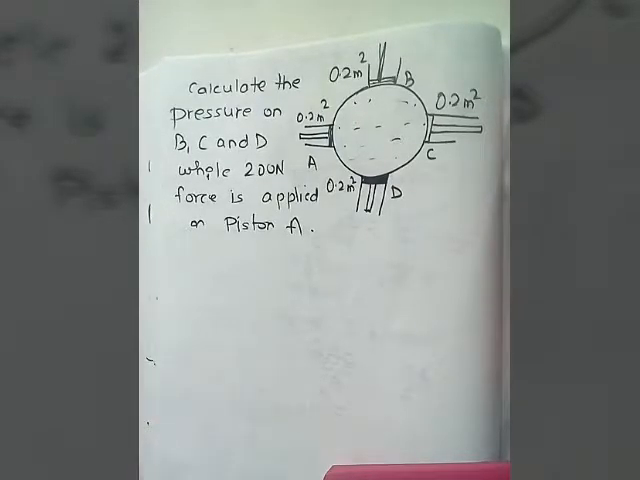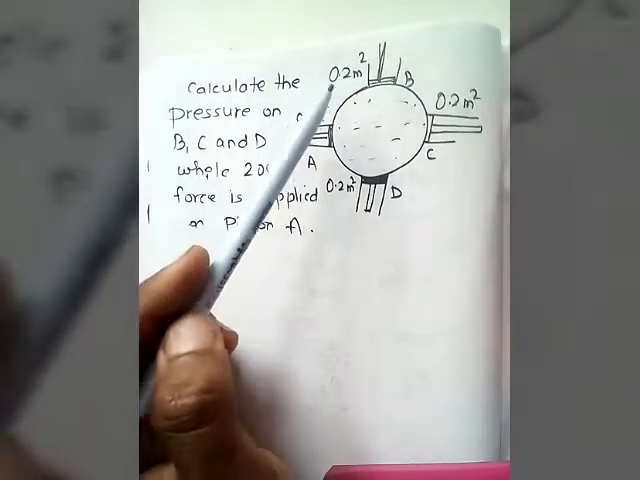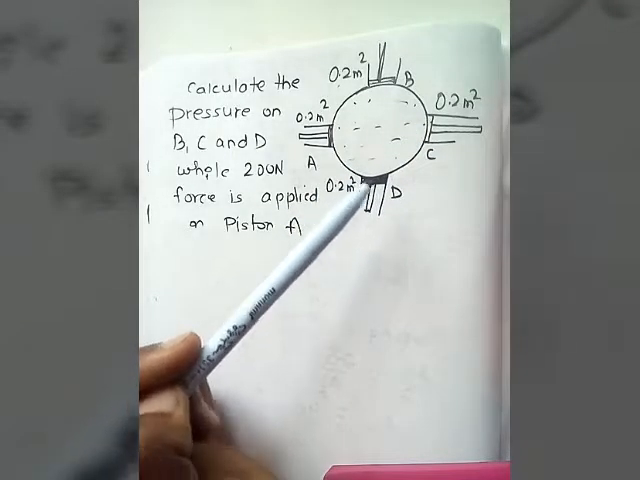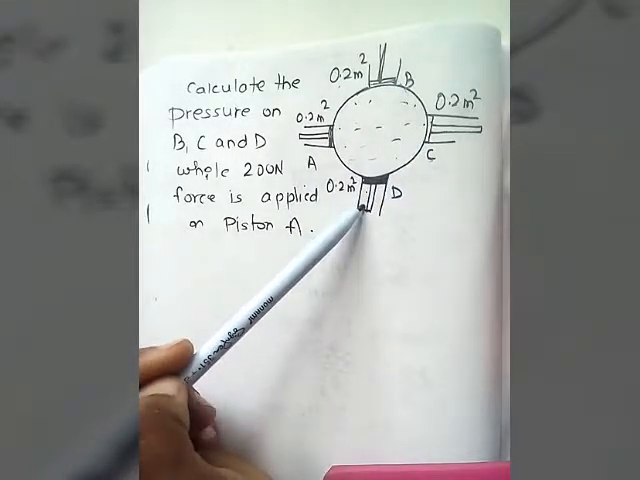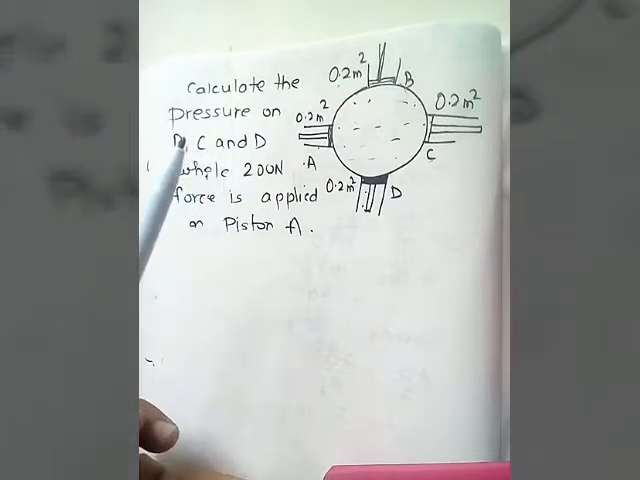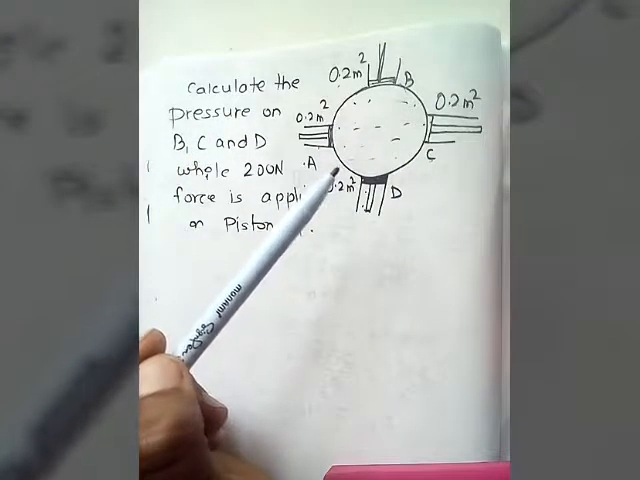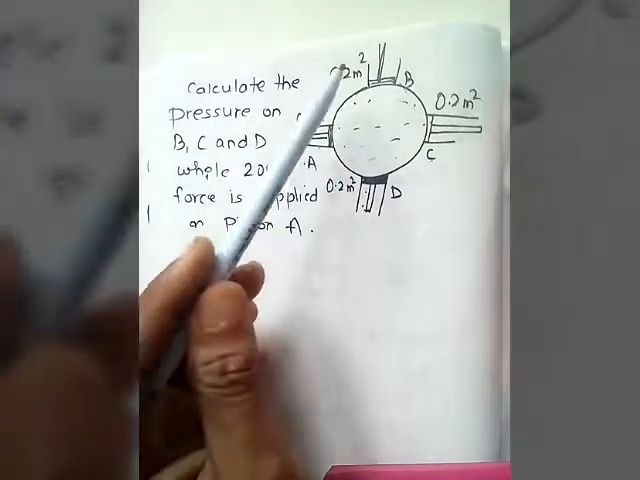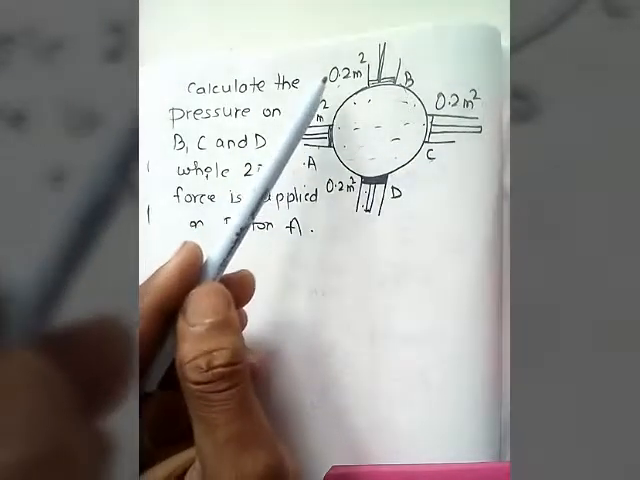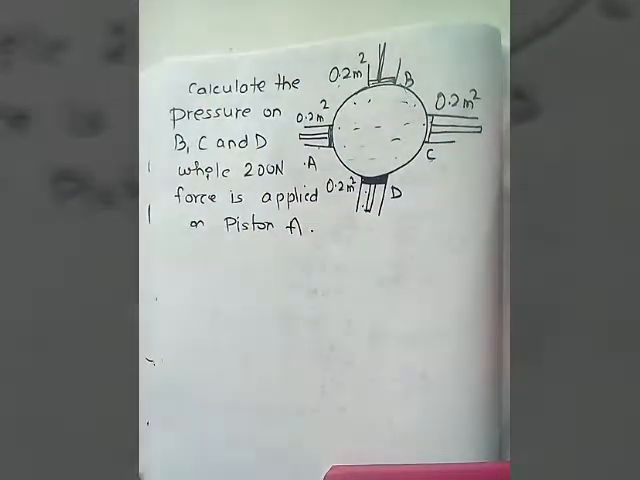We have the next question over here. Again we are given a similar kind of device. The area of all is given as 0.2 meters square, and we have to find the pressure on B, C and D, while the force on piston A is 200 Newton. So how do we find the pressure on B, C and D? That's quite easy. Even if the area were not given, we would be able to find it. And the next thing, all the areas are equal. Anyway, let's do it.